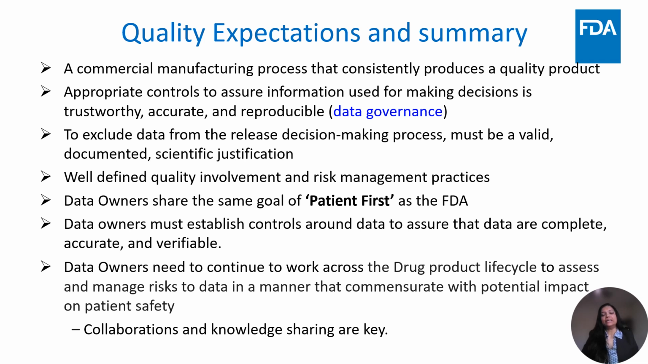Last but not least, I will touch base on a very important point. What are the quality expectations from a regulatory point of view? A commercial manufacturing process that consistently produces a quality product is the biggest expectation, as well as senior management being responsible for the establishment, implementation, and control of an effective data governance system. Data governance systems should be embedded in the quality system, and necessary policy, procedures, training, monitoring, or other systems should be implemented at the site.